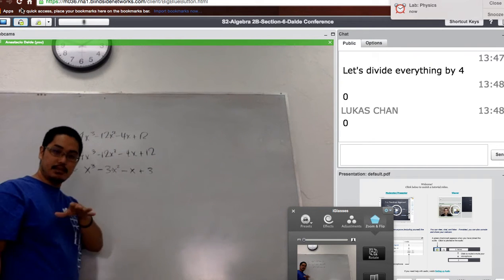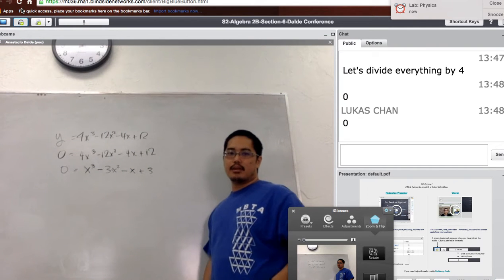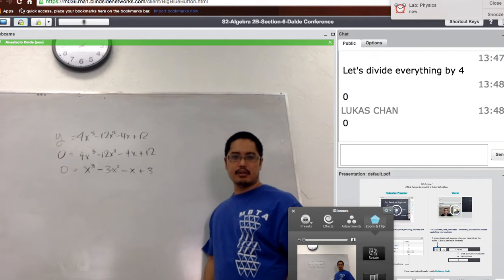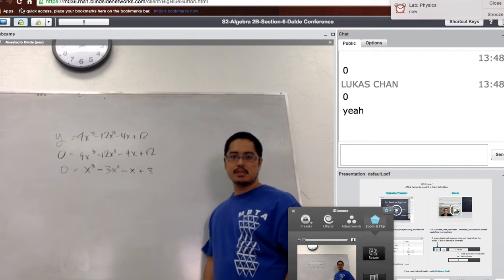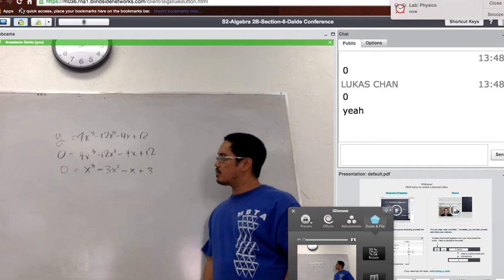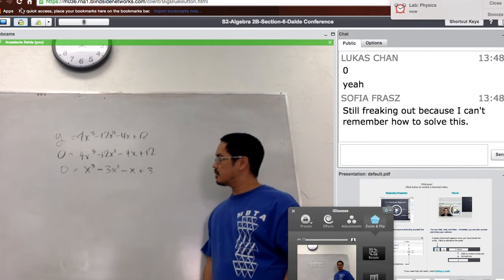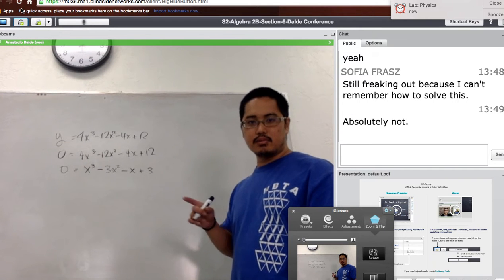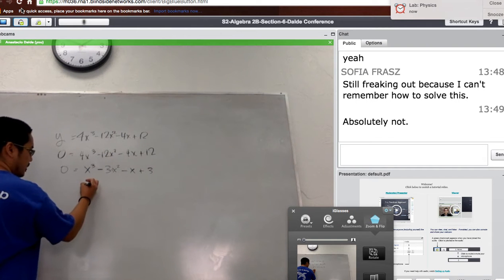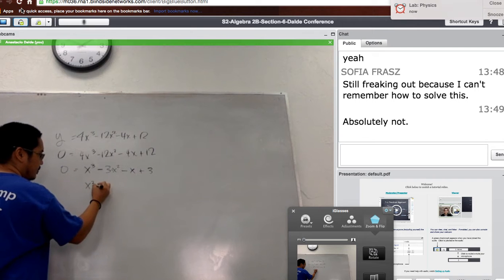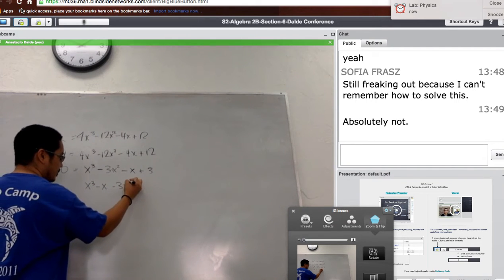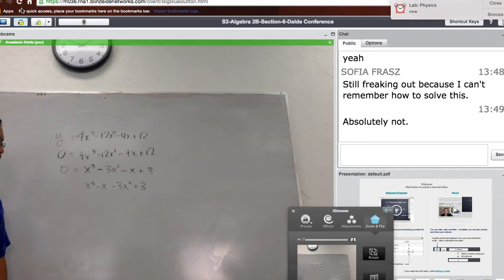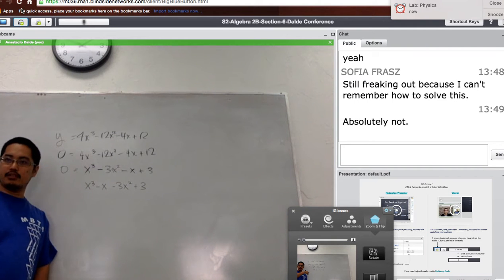To be honest with you, this particular problem takes some playing around, and it's good for you to see this technique performed a few times. Here's what I'm thinking. Do you guys know what the next step is? Let's do this. I'm going to rearrange this a little bit: x cubed minus x minus 3x squared plus 3. Nothing freaky, same thing, just moved around. I'm allowed to do that because of the commutative property of addition. 3 plus 4 is the same as 4 plus 3. Are we cool?